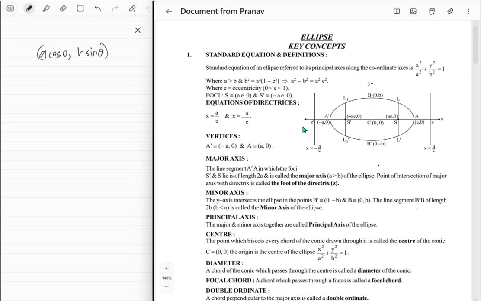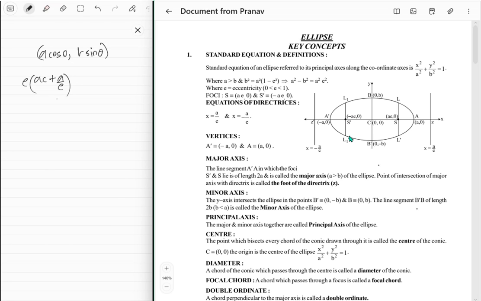Okay, so now that we've got this parameterization, we just want to show that this distance, which is just negative a upon e, right? So the distance from that is going to be a cosine theta plus a upon e, right? We want to show that this distance is eccentricity times that distance. Yeah, eccentricity times that distance is equal to the distance of this point from the focus, in this case this focus, minus a comma 0.